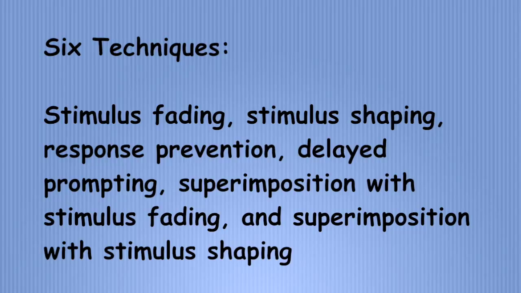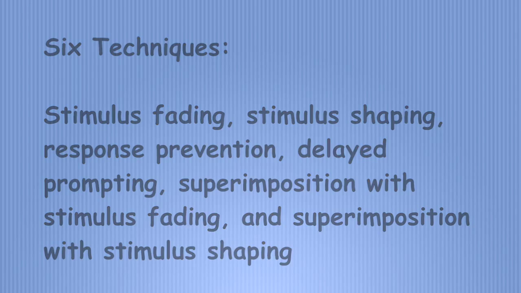There are 6 different techniques or approaches in errorless learning that can be used with a variety of clients. These approaches include stimulus fading, stimulus shaping, response prevention, delayed prompting, superimposition with stimulus fading, and superimposition with stimulus shaping. The first 4 techniques are the most commonly used approaches, while the final 2 are used less frequently.